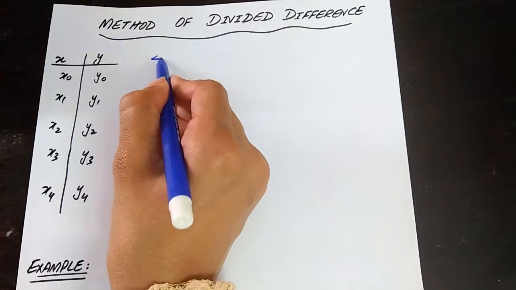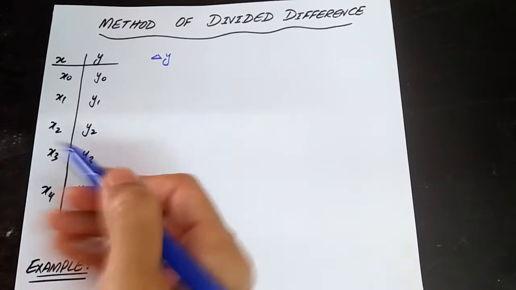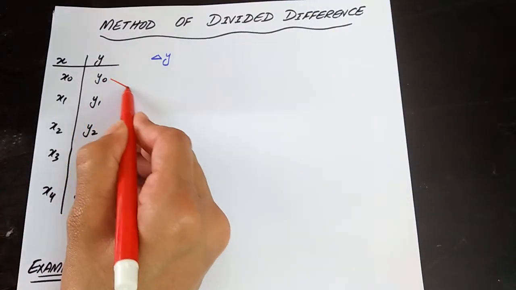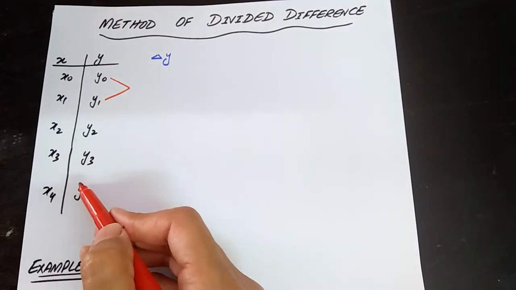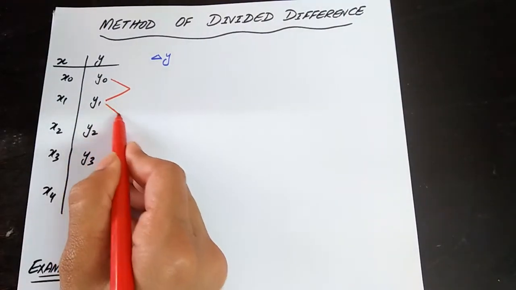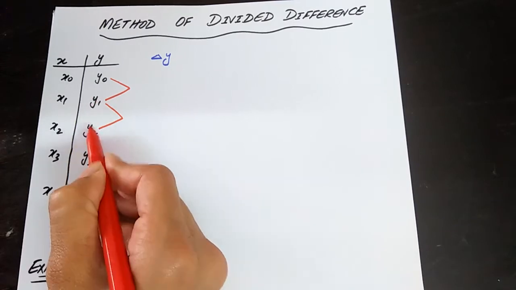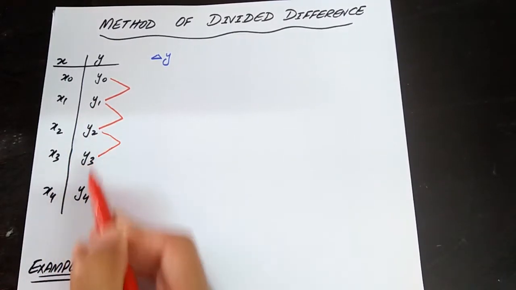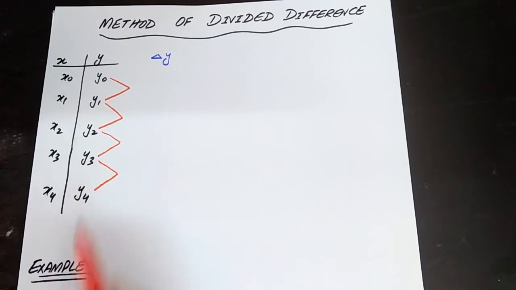First difference, del y. The first difference will be written from the difference of the first two values. The second difference will be taken from the difference of the next two values, then y2 and y3, and then the difference of y3 and y4.